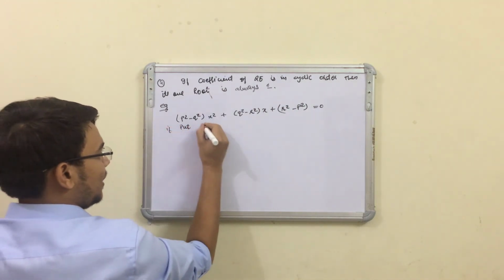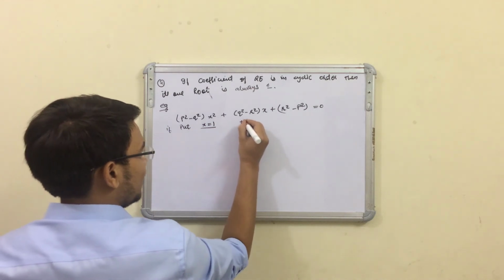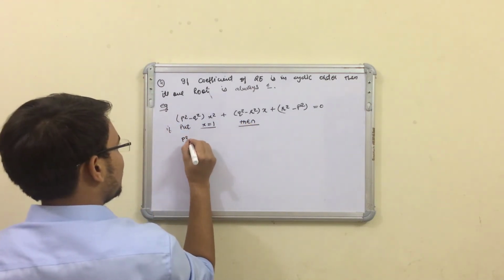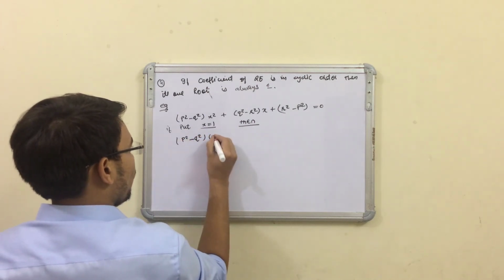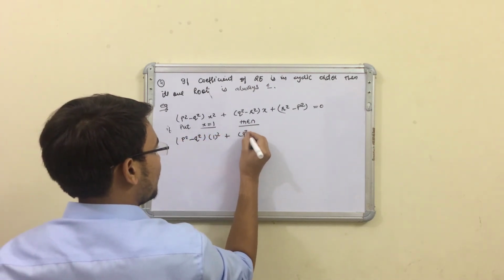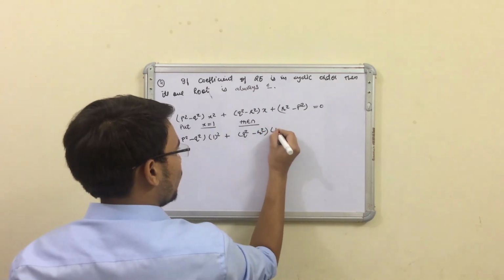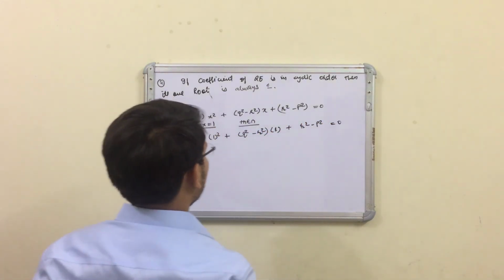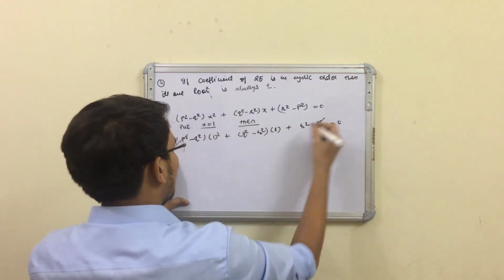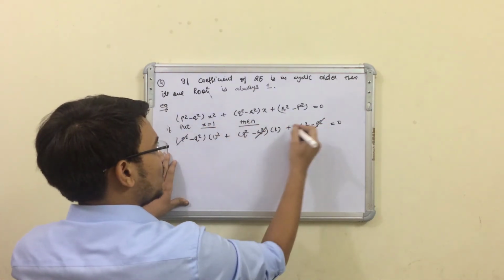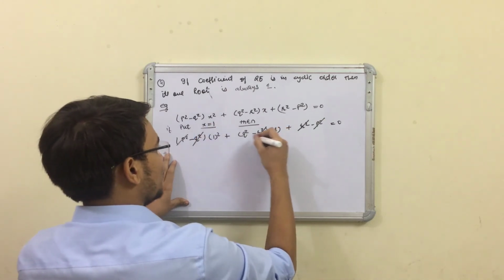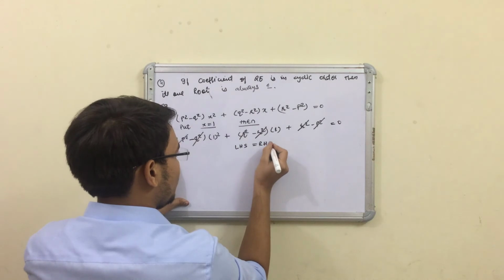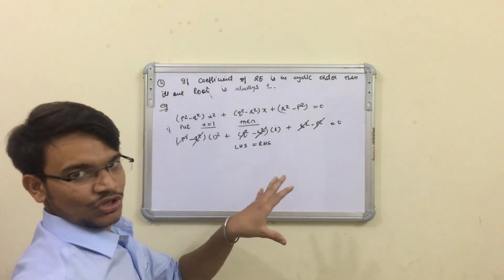If we put x equal to 1, then p square minus q square times 1 square plus q square minus r square times 1 plus r square minus p square is equal to 0. It means that p gets canceled out, r gets canceled out, q gets canceled out. LHS is equal to RHS. Both are equal, hence its root is always 1.